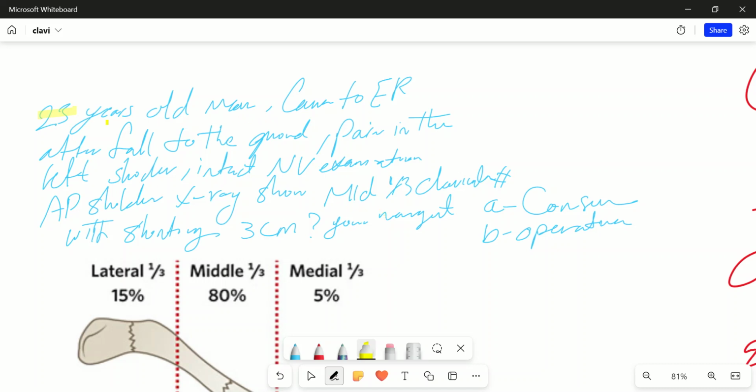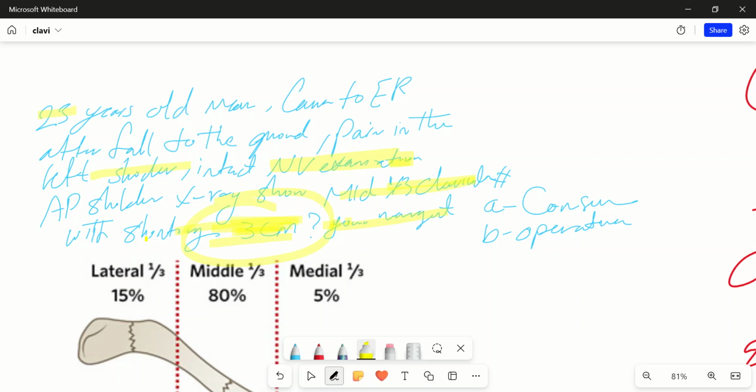Before discussing the clavicular fracture, let's check these two questions first. We have here a 23-year-old man who came to the ER after falling to the ground, with pain in the left shoulder and an intact neurovascular examination. This is important. AP shoulder X-ray shows a mid-clavicular fracture with shortening in the clavicle of 3 centimeters. What is your management?